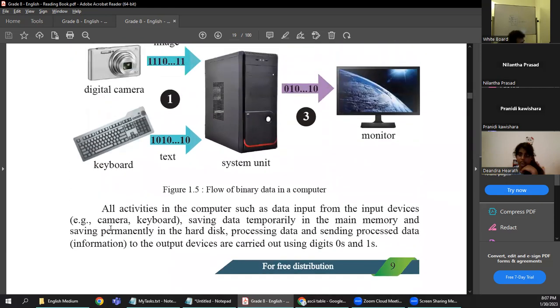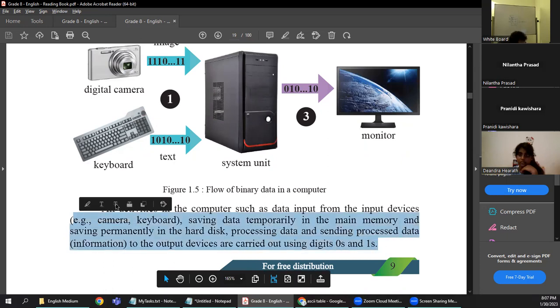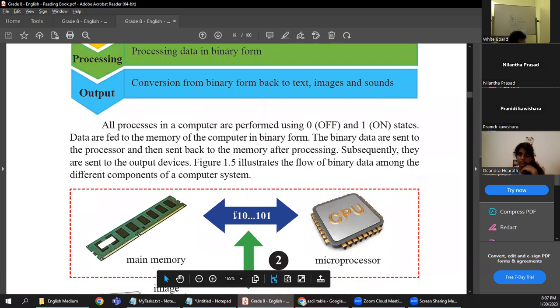So you can see now all activities in the computer, such as data input from the input devices, saving data temporarily in the main memory, and saving permanently in the hard disk. Processing data and sending processed data to the output device are carried out using zeros and ones. Okay, so that's the one thing that you have to remember.